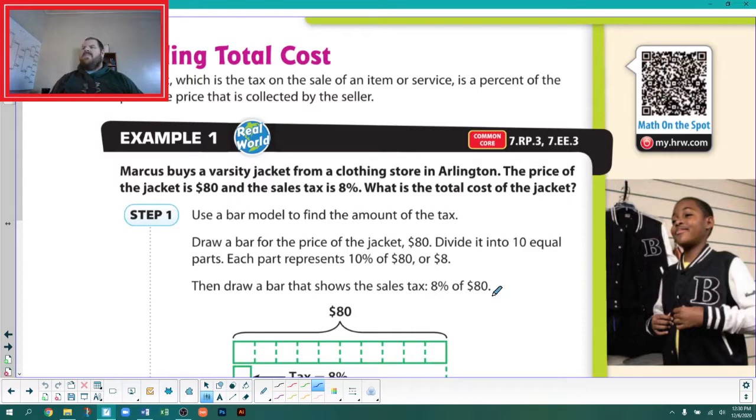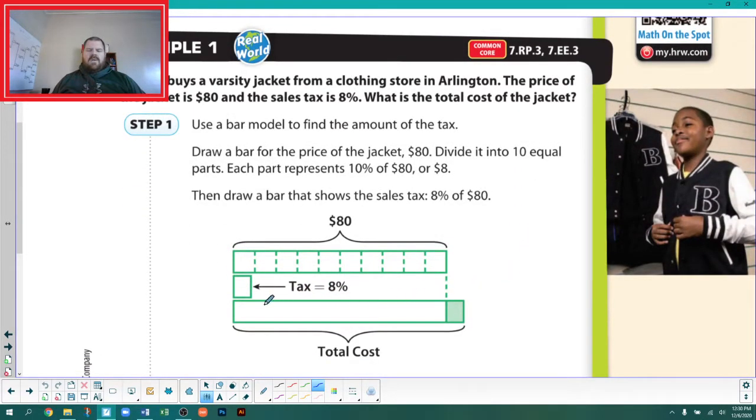So in this first example, Marcus buys a varsity jacket from a clothing store in Arlington. The price of the jacket is $80, and the sales tax is 8%. What's the total cost of the jacket? They're going to use a bar model to find the amount of tax. We know that it's 8%, but we want to know what 8% is of that $80. So the total cost is going to be the original $80 plus the 8% of that $80.